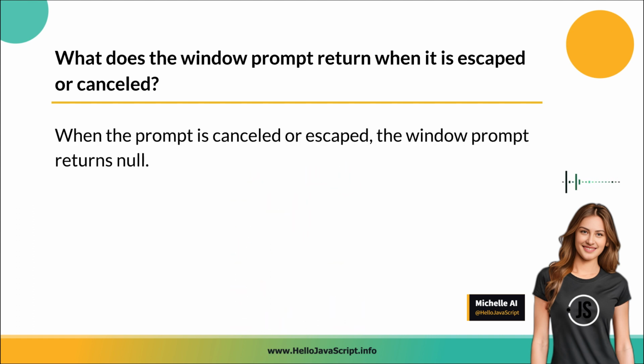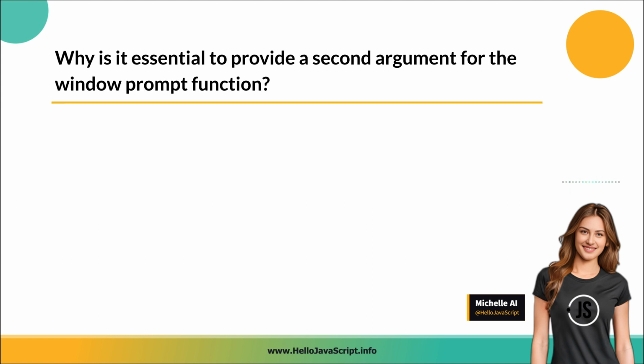This is the correct way to answer this question. When the prompt is cancelled or escaped, the window prompt returns null. Now, for the next question. Why is it essential to provide a second argument for the window prompt function?